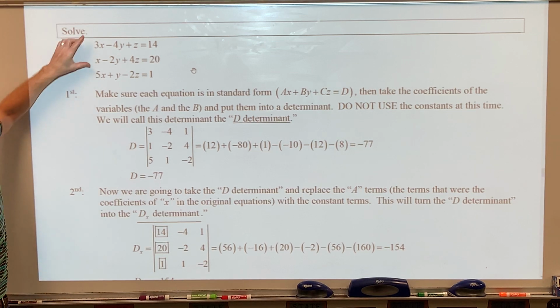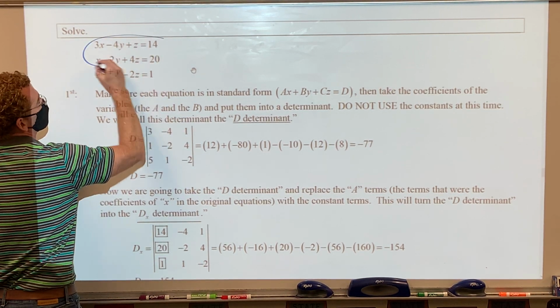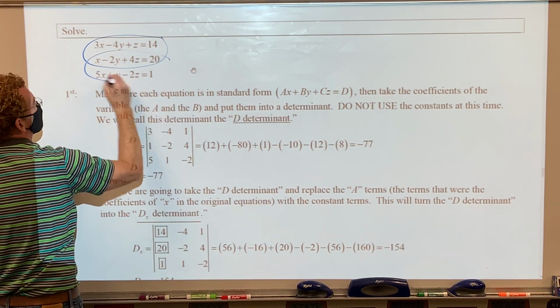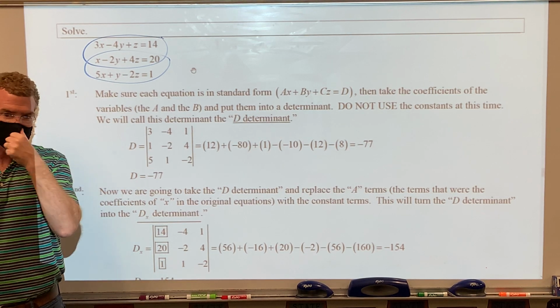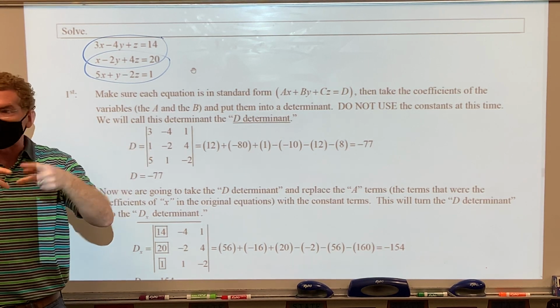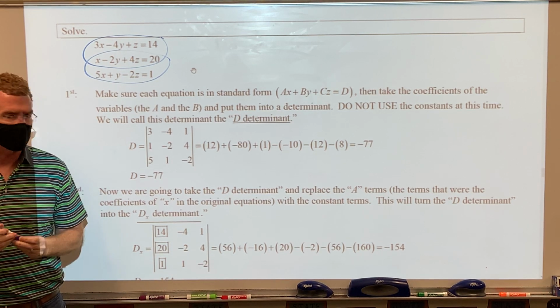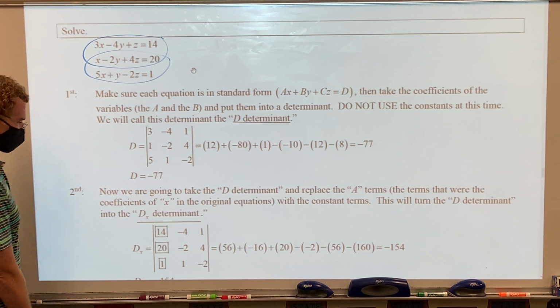Because 3-variable systems usually require, if you do elimination, you got to put these two together and get rid of your x's. And then maybe you put these two together and get rid of your x's. And that would give you 2 equations with 2 variables. Then you got to get rid of maybe y's with those. And it ends up being this multi-step process with lots of room for careless error. Or you can do Cramer's Rule.